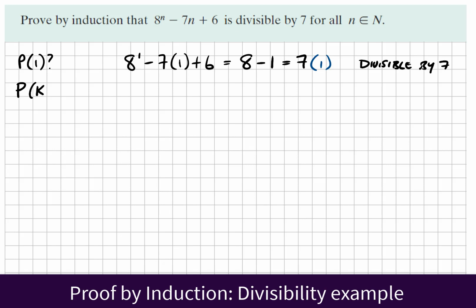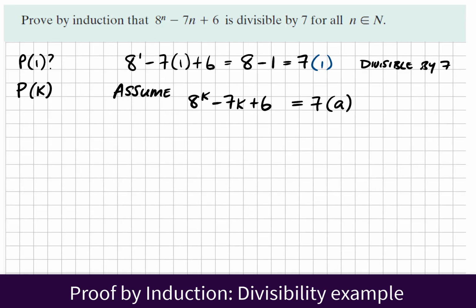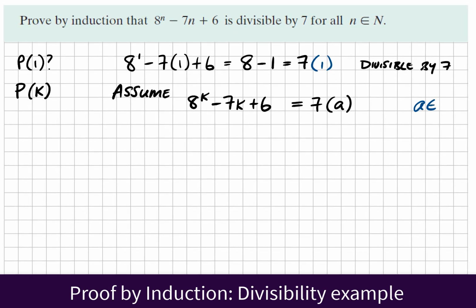Step 2 is we're going to assume it to be true for n is equal to k. So we write down that we assume when we sub k in instead of n into this expression that it's divisible by 7. Divisible by 7 means it would be equal to 7 groups of some number, where that number would be an integer. So we'll call that number a.